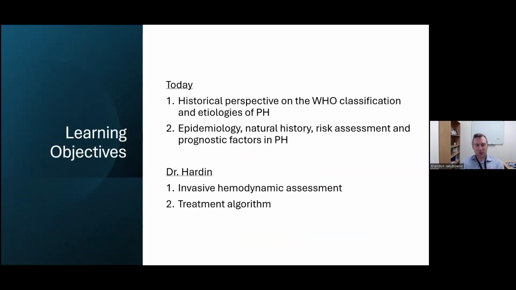This is just a brief overview and learning objectives for the talk. Today, I'll be discussing some of the historical perspective from the World Health Organization classification, along with the etiologies of pulmonary hypertension. After that, we'll move on to discuss some of the epidemiology, the natural history, and I think probably the most important part of this talk is the risk assessment and prognostic factors that we consider when discussing patients with pulmonary hypertension. And then, as Michael said, at a later time, one of my colleagues, Dr. Hardin, will talk about some of the invasive hemodynamic assessment along with the treatment algorithm for at least PAH patients.